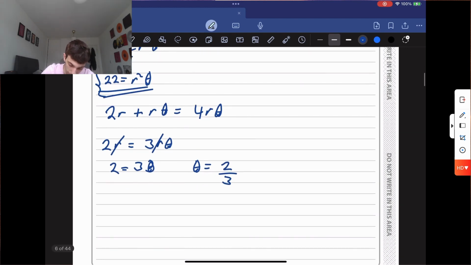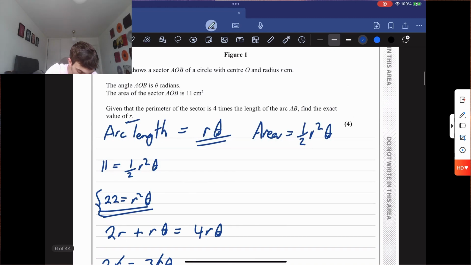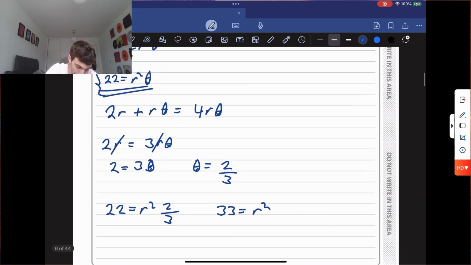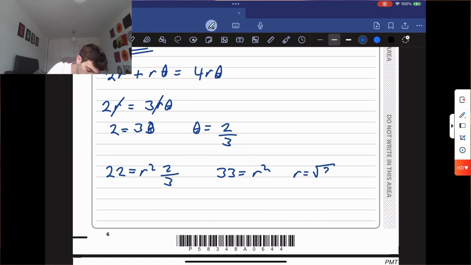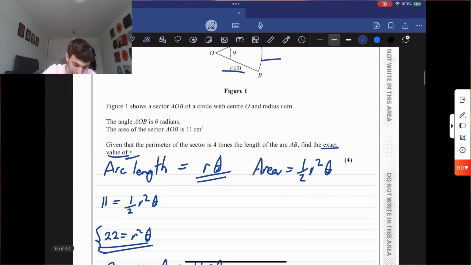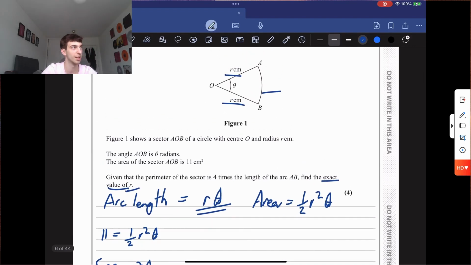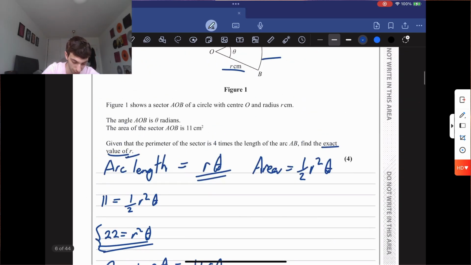We're going to be able to find r. So we have that 22 equals r squared multiplied by 2/3, times over by 3 divided over by 2. So we have 66 divided by 2. So we have 33 equals r squared. Now, what do they want? They want the exact value of r, exact value. So taking the square root here, we have that r must be equal to the square root of 33. We don't care about the negative root because it's a length, it's a distance, isn't it? r centimeters can't be negative. So your final answer will be that r equals the square root of 33.